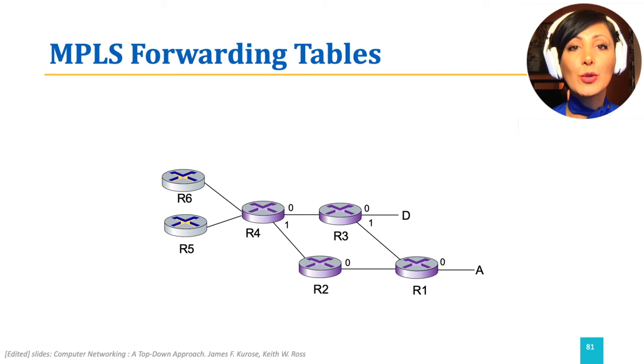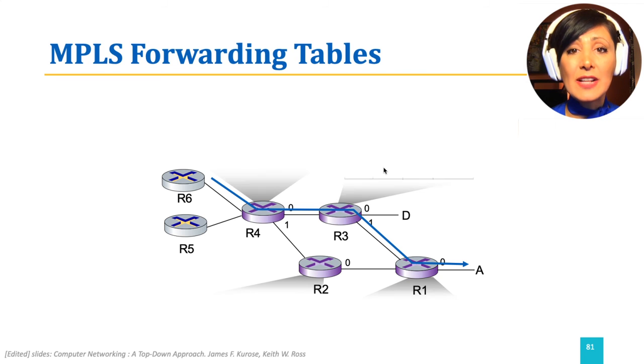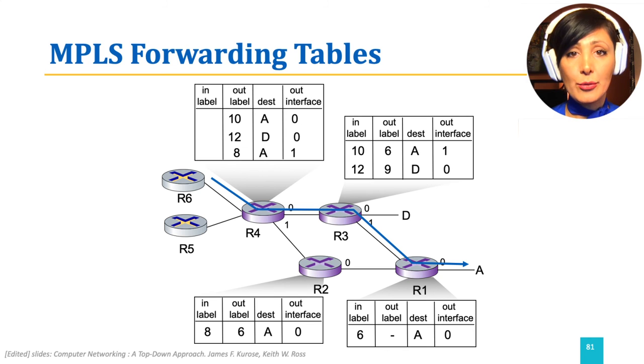Let's expand a little bit on the same example. Routers R1 to R4 are MPLS capable. Routers R5 and R6 are standard IP routers. We want to route packets from R6 towards destination A, which is connected to router R1. R1 has advertised to R2 and R3 that R1 can route to destination A, and that if it receives a frame with an MPLS label 6, it will forward it to destination A.